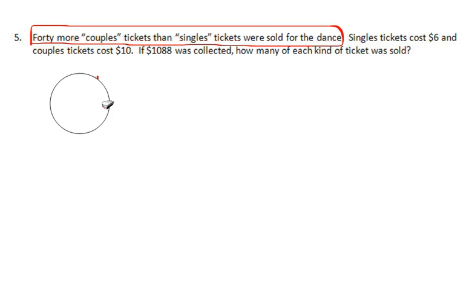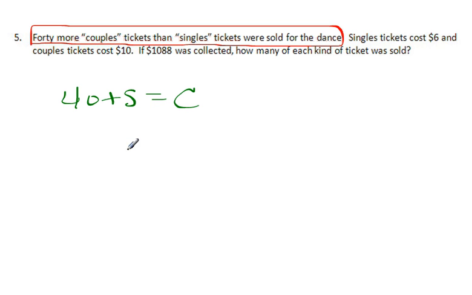And I'll just erase all of it. What am I thinking? And since there's 40 more couples, I need to add 40 to the singles to balance out the couples. So now they have the same weight. Or you could simply subtract 40 from the couples and get singles. Like you could write S equals C minus 40.